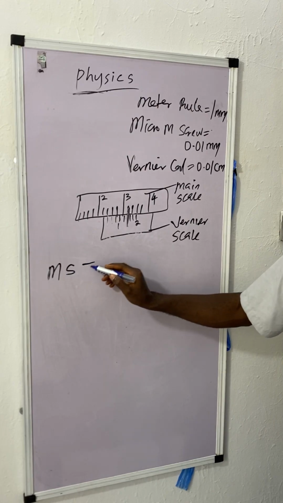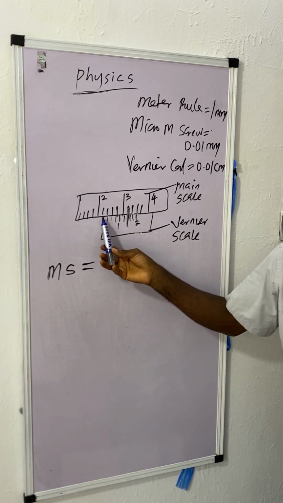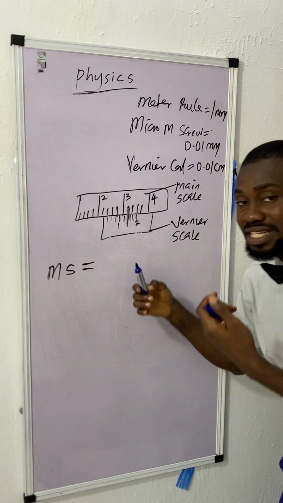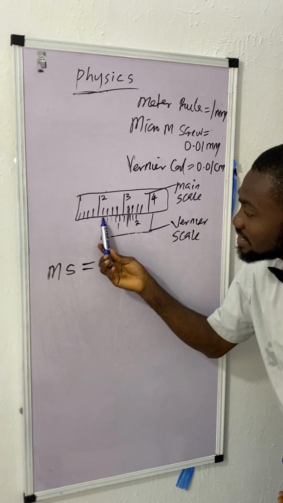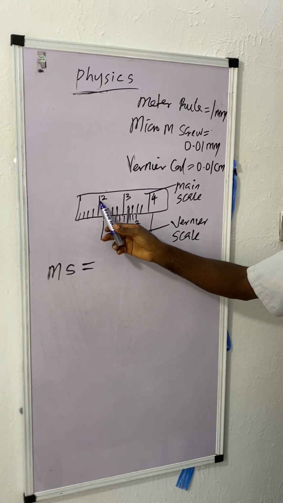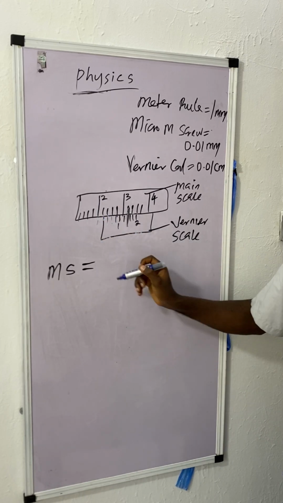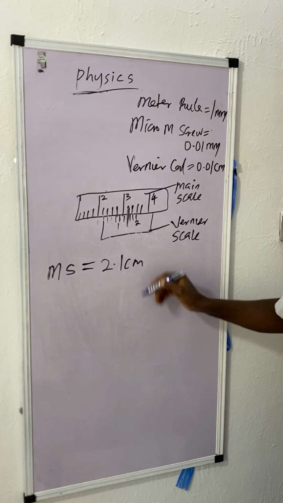Main scale reading, MS reading, is equal to the value that the vernier scale starts from. That is the main scale reading. Here is where the vernier scale starts from, right? So it's 2.1. This is 2, this is 0.1. So we put it there, 2.1 centimeter.